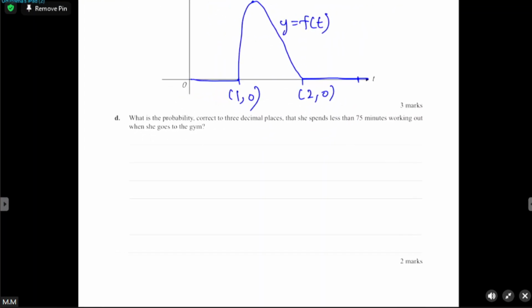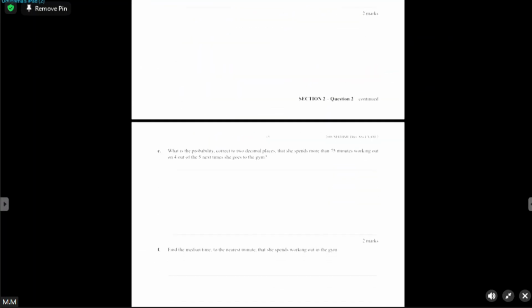So to find the probability, correct to 3 decimal places, that she spends less than 75 minutes working out, 75 minutes is about 1.25 hours. So then you're just integrating the function from 1 to 1.25. So that is equal to 0.191, correct to 3 decimal places.